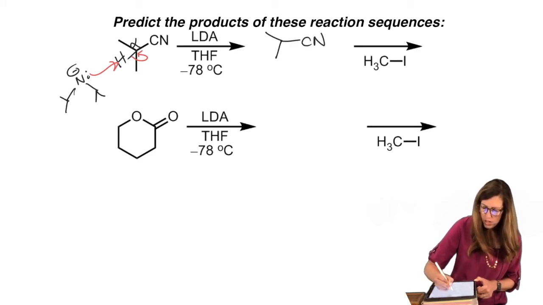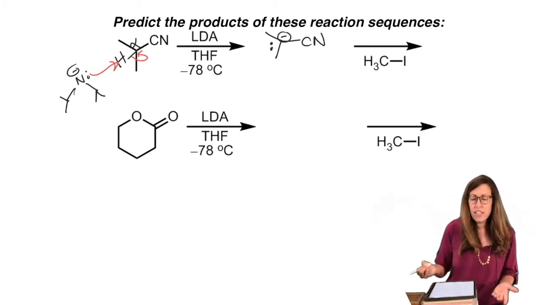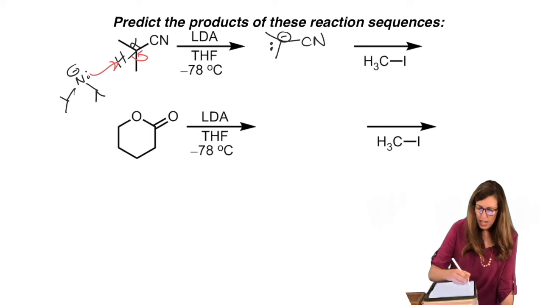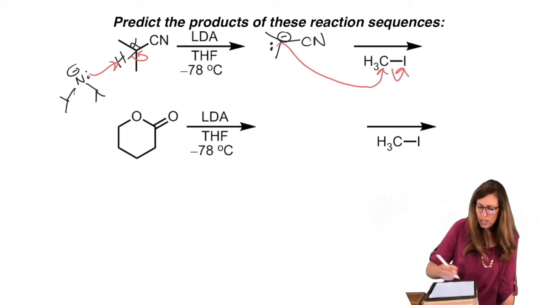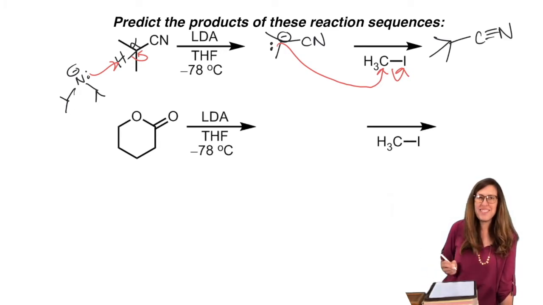All right, so put a little negative charge there. Now we have a carbon nucleophile again, and it behaves much like the enolate. We can make that carbon-carbon bond. So we can also alkylate nitriles. So our new group is the methyl. So we get the t-butyl nitrile.